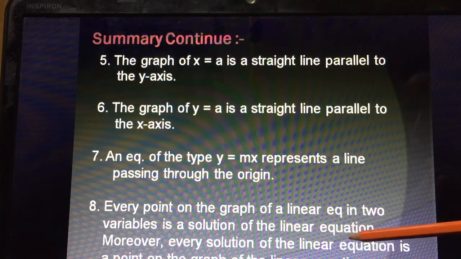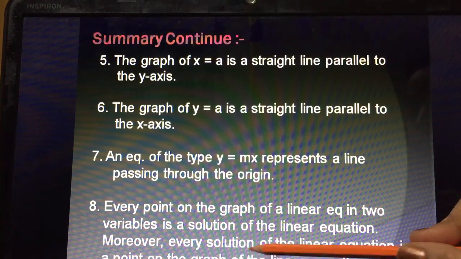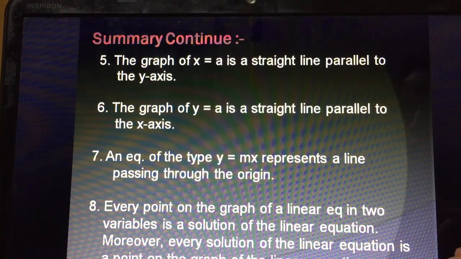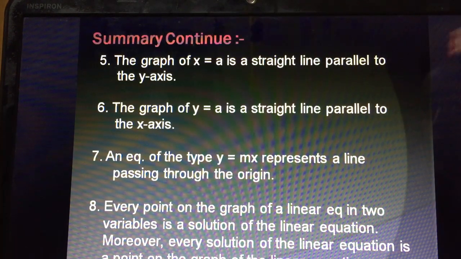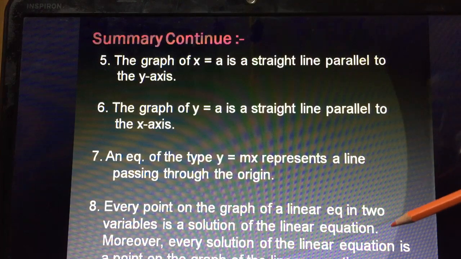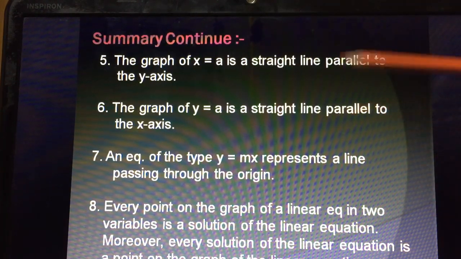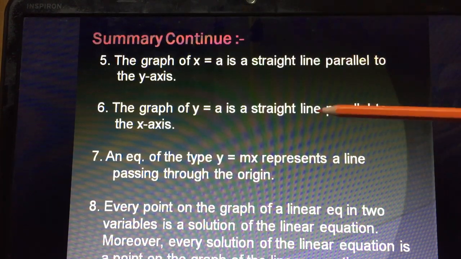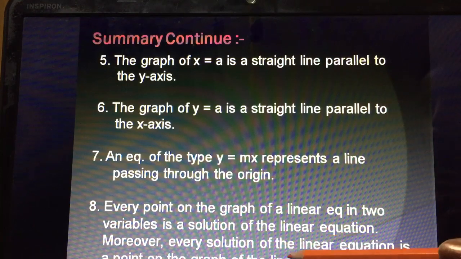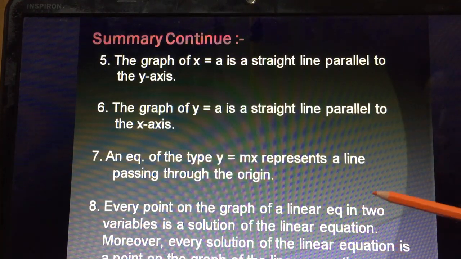So last point, every point on the graph of a linear equation in two variables is a solution of the linear equation. Moreover, every solution of the linear equation is a point on the graph of the linear equation. This we discussed in our first lecture, that we find only 3 or 4 ordered pairs which give us a line for the linear equation, but all the points which are lying on that particular graph are the solutions of the given linear equation. So this we justified in our first presentation.